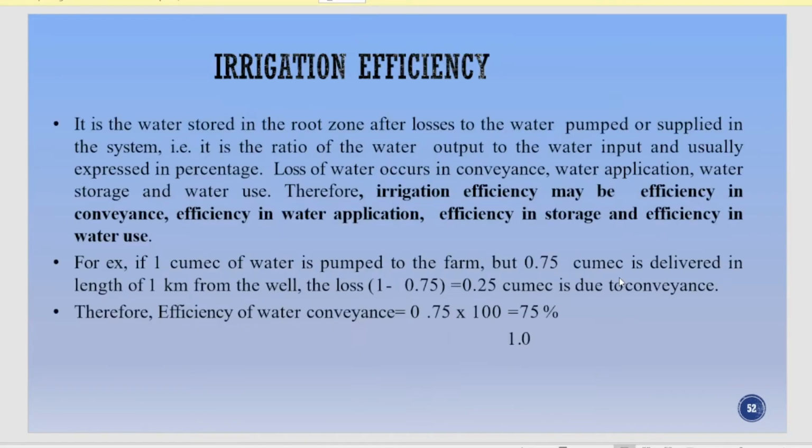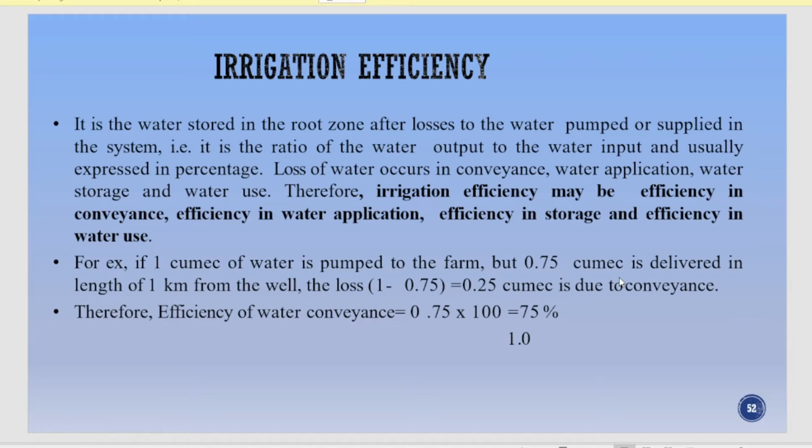Now I'll quickly explain irrigation efficiency. We all know that the entire irrigation system consists of several blocks. First, we need to store the water in the reservoir, and that water will be conveyed through the canals to our agricultural field. In the agricultural field, the farmer applies that water to his crop according to his necessities.